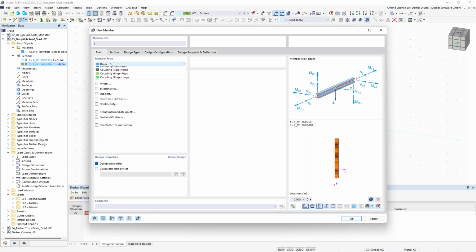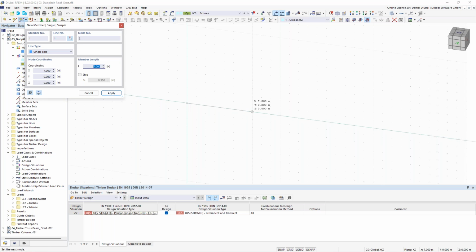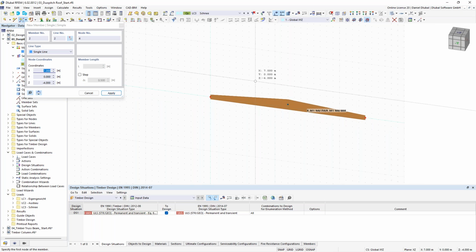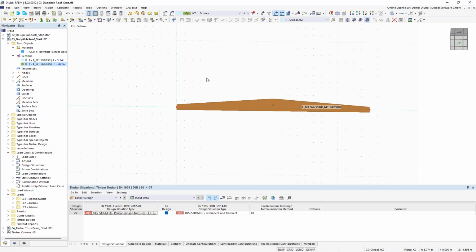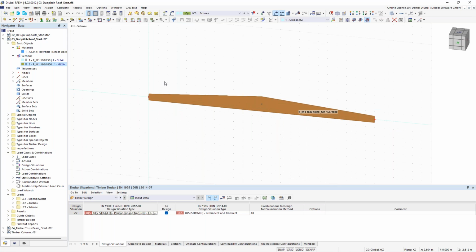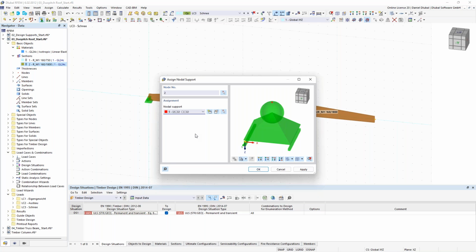The member type is in this case beam. I click on okay. And my member length is 24 meters. I say 24 meters here. And yes, now we have it. So the next thing is that we go here and create some nodal support. So in this case, I choose this one. And for this one, I choose the under, sorry.